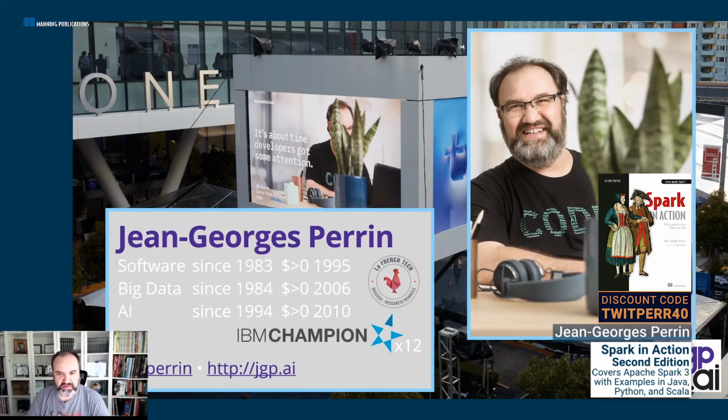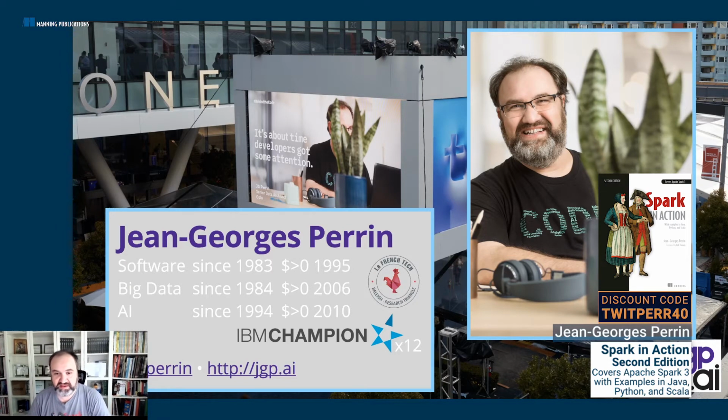So my name is Jean-Georges Perrin. I often go by JG or JGP. I've been in software for a while now, since 1983, when I was 12, and I started big data in 1984. One of my pet projects in 1984 was to start to measure traffic lights and things like that back in the day. So it was kind of building a smart city. Of course, needless to say, on my Atari 800 XL that was completely useless.